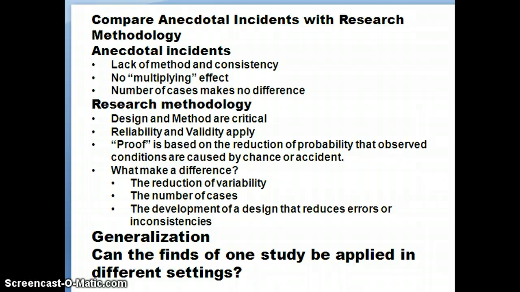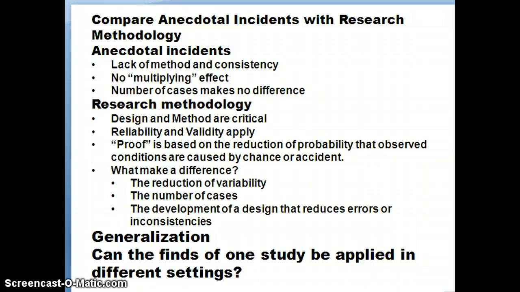The news broadcasts are constantly filled with anecdotal incidents. And we hear a story about somebody and we hear one example, and it's kind of implied by the news provider that we should maybe generalize that information. But if it's an anecdotal incident, it means there's no method or consistency of addressing questions. We don't have any comparison of the kind of situation with other situations we're looking at, so there's no way for us to have a multiplying effect.